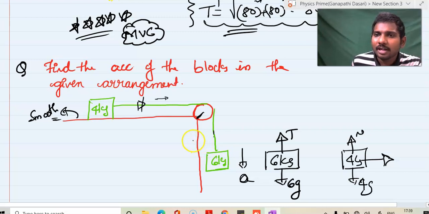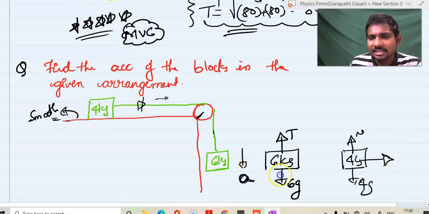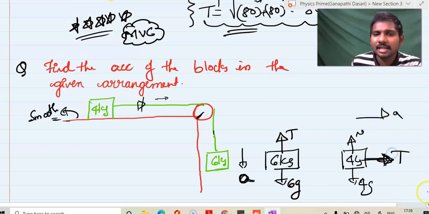You cannot increase or decrease the length of the string, because it is inextensible, being an ideal string. So whatever acceleration the 6 kg block has, the same magnitude of acceleration the 4 kg block will have, and will slide along this horizontal table. So if this is acceleration a, this also should have acceleration a, and it has a tension T in this direction.